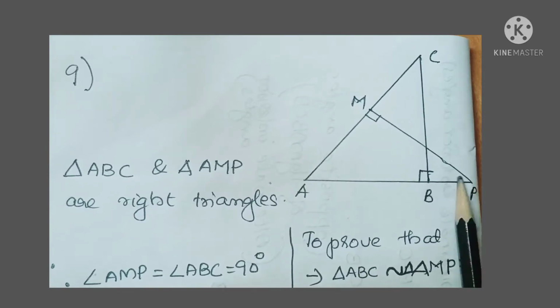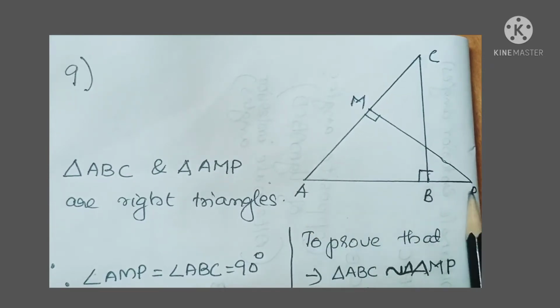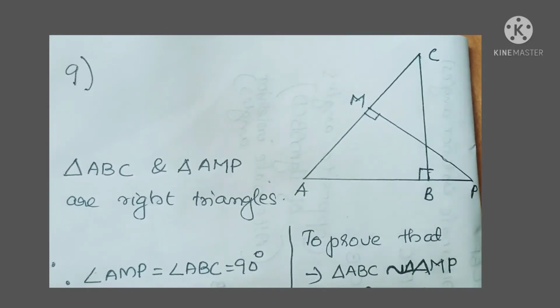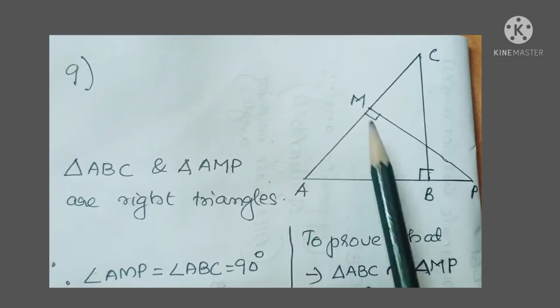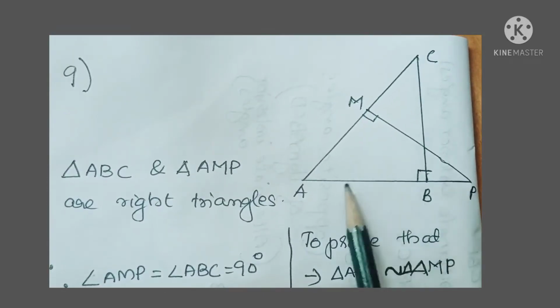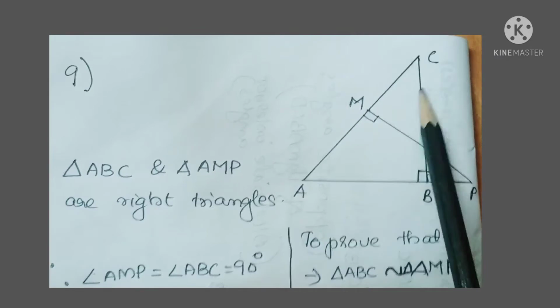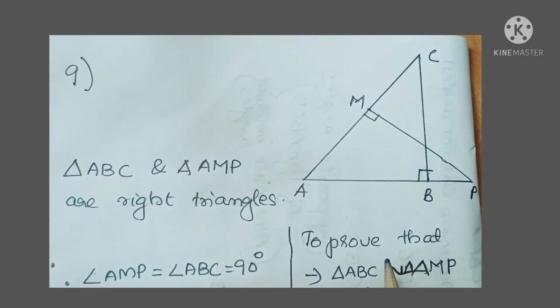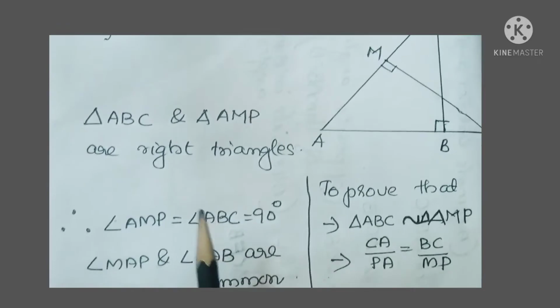Let us look into this proof. Triangles APM and ABC are two right triangles. Here, angle AMP is 90 degrees and angle ABC is also 90 degrees. And in both triangles, angle A is common. So how do we prove this result?